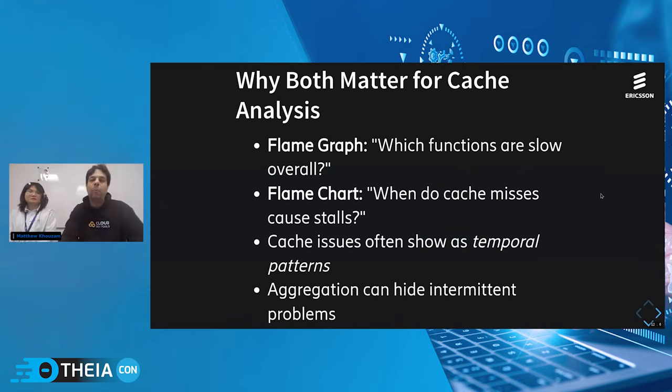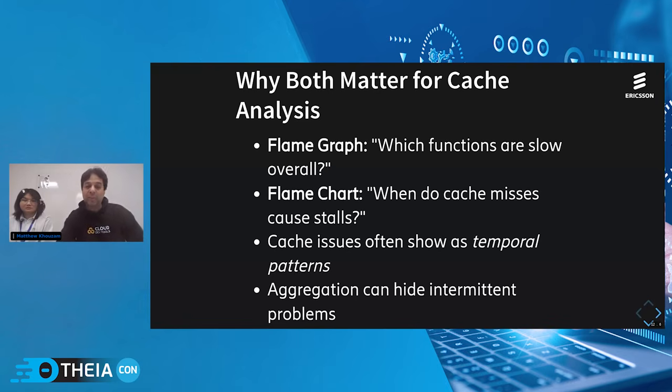Okay, so why are both of these features useful for cache analysis? Flame graphs are really useful for bandwidth. Basically, this is going to show you your overall performance. But then, flame charts will show you stalls. It will show you janks.